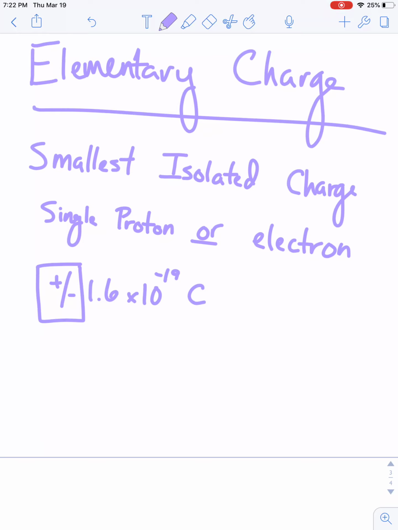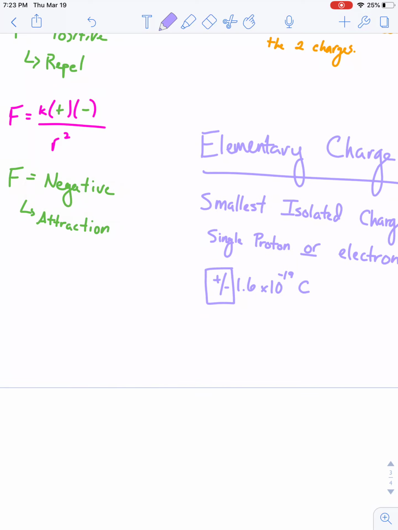For my AP guys, we talked about quarks, right? Quarks are what make up protons and neutrons, and technically they have a smaller charge than a proton or electron. And remember, the quarks have never been isolated in nature, or at least we haven't yet. So they have not been isolated, which means the smallest isolated charge is a single proton or a single electron, and that number is 1.6 times 10 to the negative 19th coulomb. Positive or minus depending on if it's a proton or electron.